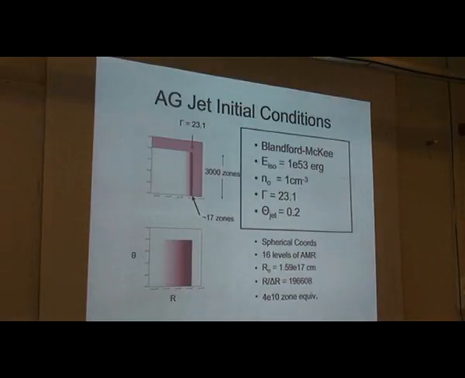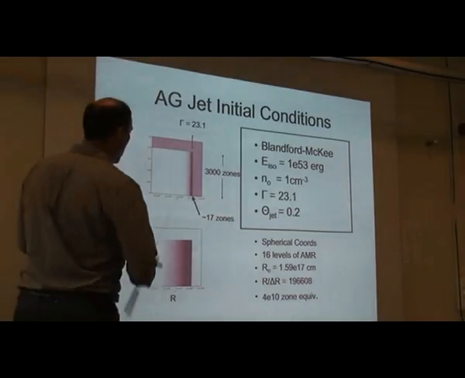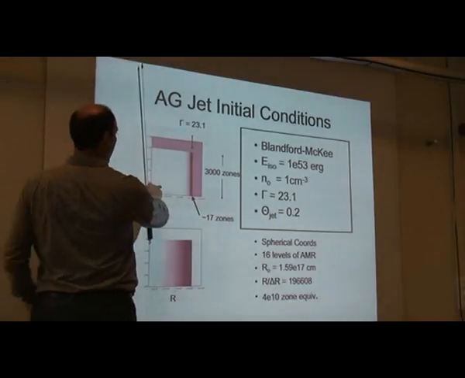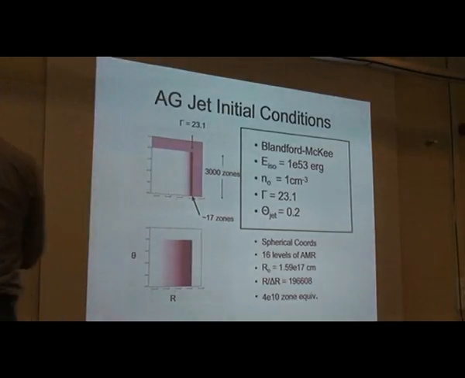So what do we do? So what we do is we start. This is a radius versus angle. So this is a patch of the Blandford-McKay solution like this, and the radius goes like this, and then our opening angle. We actually do this axisymmetric, so it is 0.2 radians.